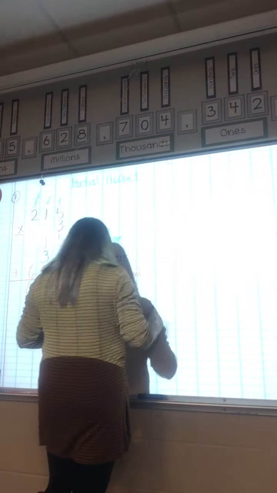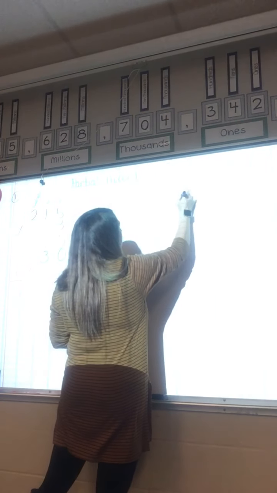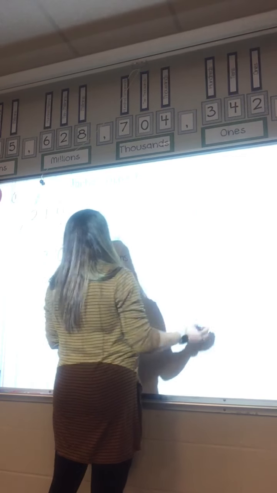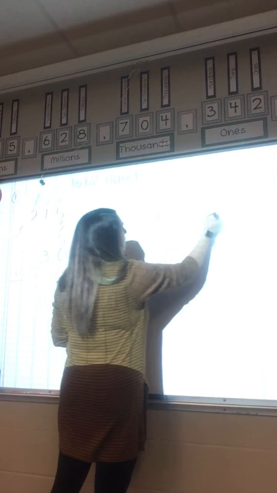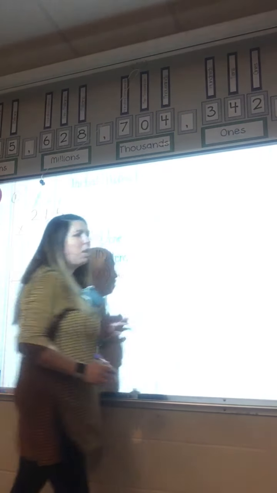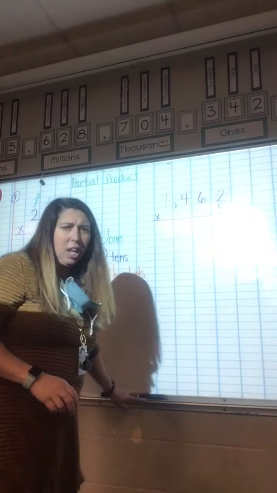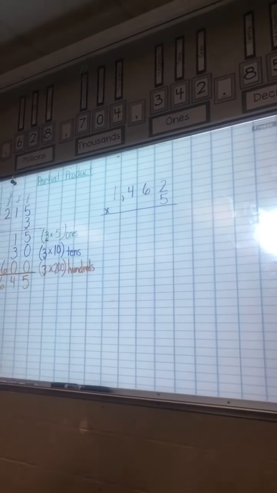And I think I'm going to make this a little trickier. I think I'm going to make it 1,462. And I think I'm going to take that number times 5. Okay? So we're going to do our partial products. And I hope you can see that. I'm going to kind of move it over. Maybe that will help. Okay?